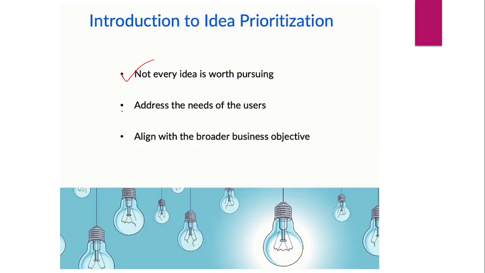An idea should address the needs of the user and align with the broader business objectives. So business also plays a role in the generation process, as well as in the prioritization process. Because if I select an idea and invest so much money compared to the minimum money needed, the investment plays a role while developing any kind of solution. So you have to think from both angles, that is, the business objective.